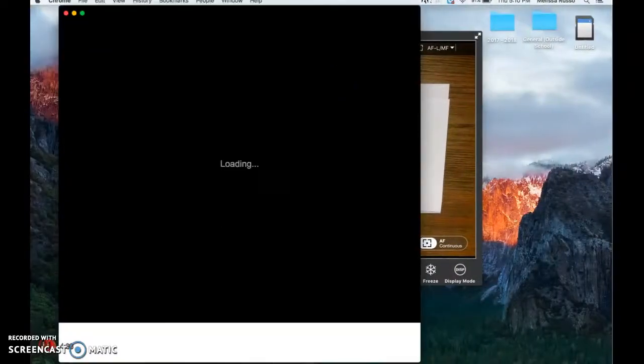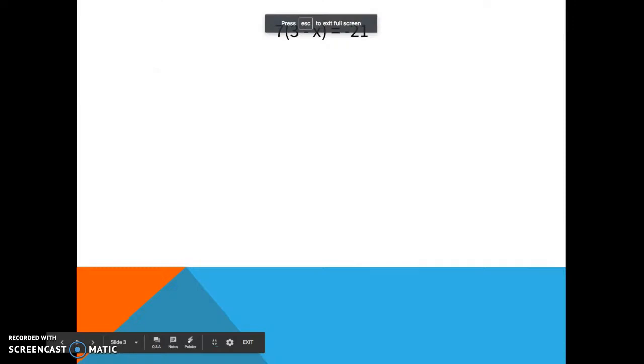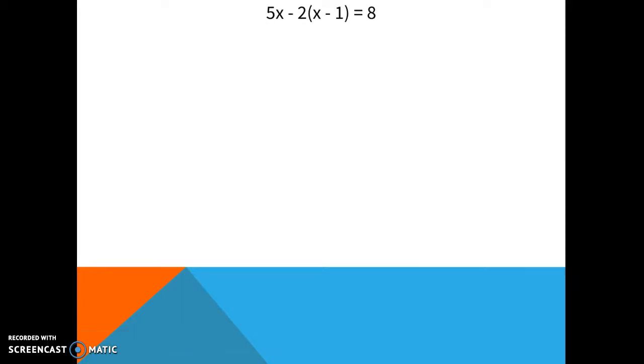So our next example is going to be here. So a little bit trickier. So we have 5x minus 2, parentheses x minus 1 equals 8. So this is a multi-step equation because I look at this equation and I see lots of things going on. So my goal is still to isolate the variables. So my goal is to solve for x. But when I look at this equation, I see 2 variables.